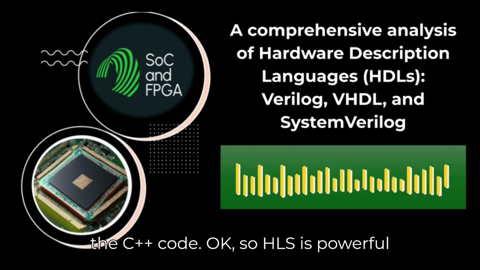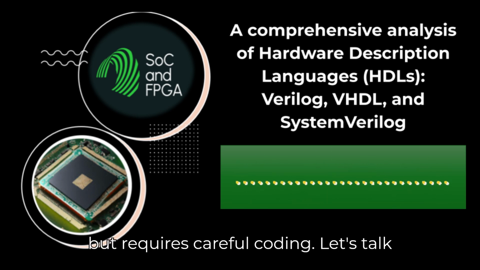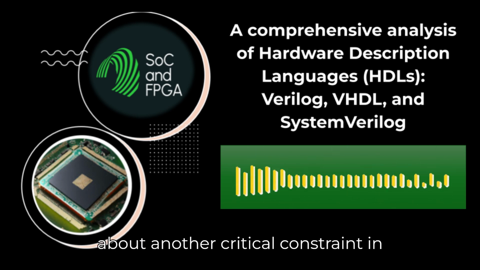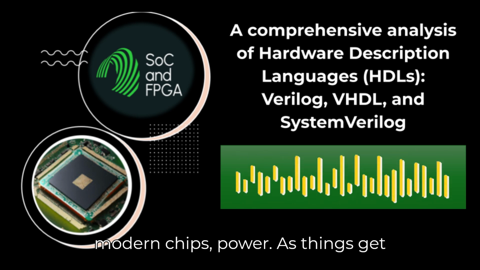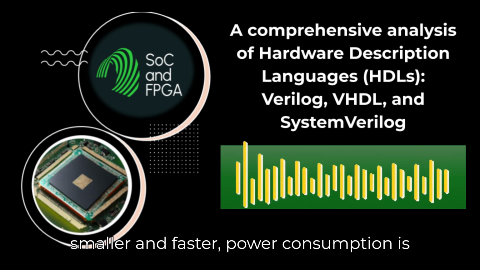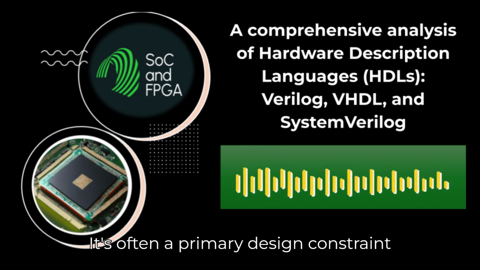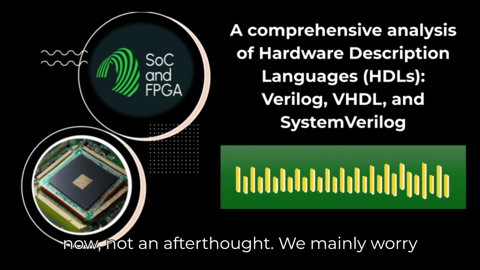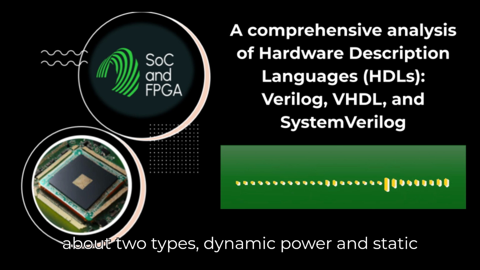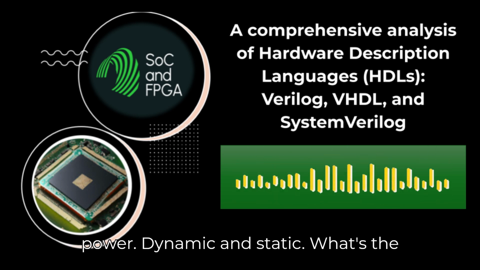Okay, so HLS is powerful, but requires careful coding. Let's talk about another critical constraint in modern chips, power. As things get smaller and faster, power consumption's a huge deal, right? Absolutely massive. It's often a primary design constraint now, not an afterthought. We mainly worry about two types, dynamic power and static power. Dynamic and static, what's the difference?